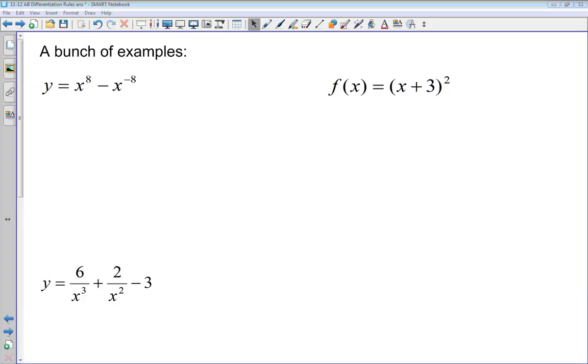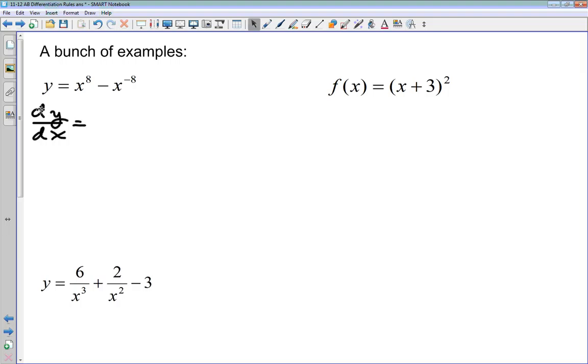Okay, let's take a look at some examples of finding derivatives of functions using those rules that we've just taken a look at. So our first example here, we've got the function y equals x to the power of 8 minus x to the power of negative 8. And we want to find the derivative of it. So our derivative, dy dx, okay, we can use the sum and difference rules here.